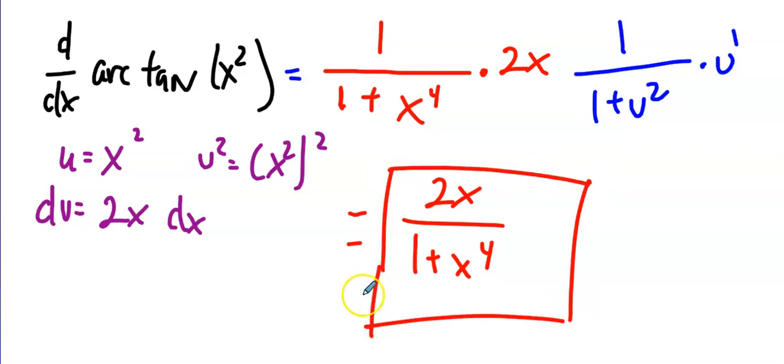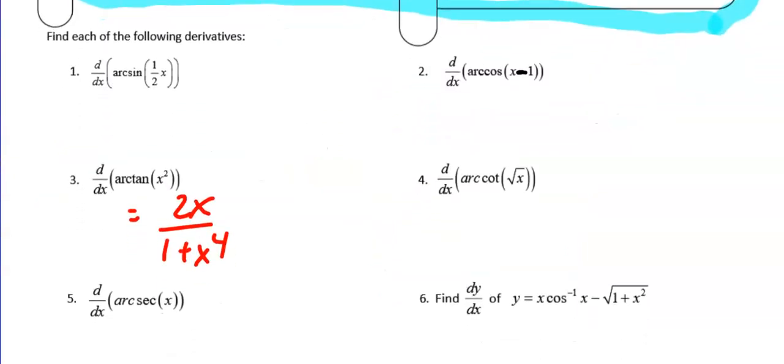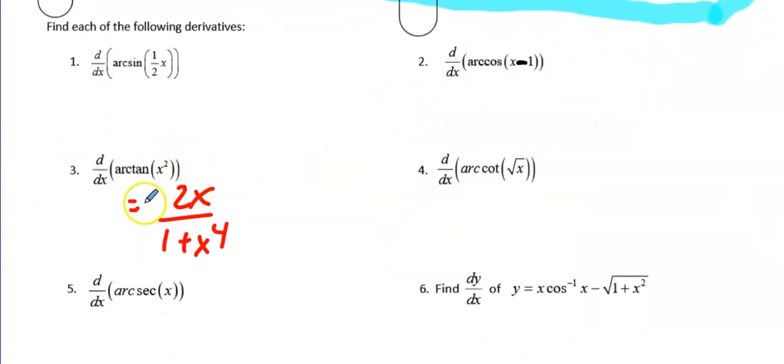Now, that's the easiest way of doing the problem, right? There's a couple more complicated ones, but that's a general way of doing it. Write the skeleton down. You will always write u, du, and u squared, and then plug and chug. All right, so now we have the derivative for arctangent of x squared. We're going to go up here and now do the derivative for arc cosine of x minus 1. So let's do that one next.